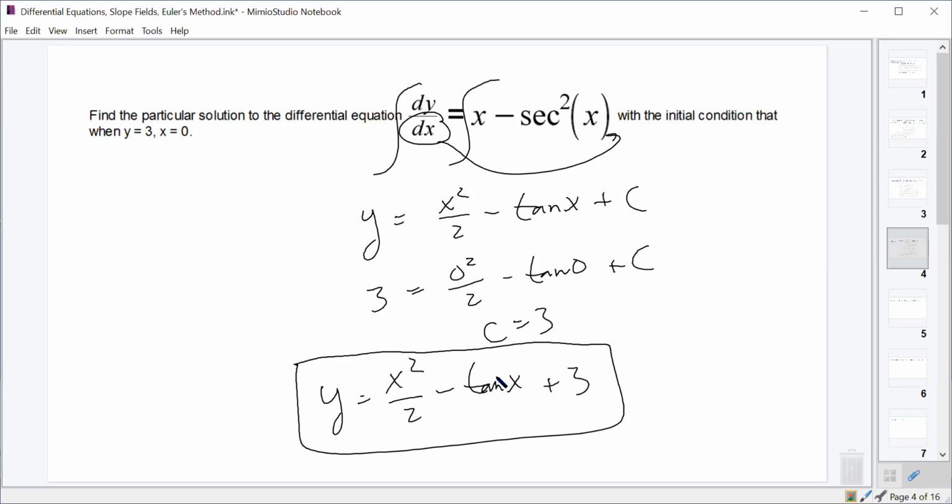And so whenever we solve a differential equation to find a particular solution, we can only guarantee that our solution is valid on the continuous portion of the domain of our function that includes our initial condition. So we have to think about this function and its discontinuities. So where does x squared over 2 minus tangent x plus 3 have discontinuities?